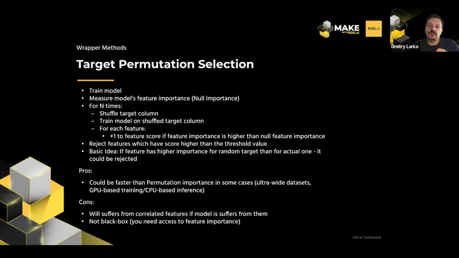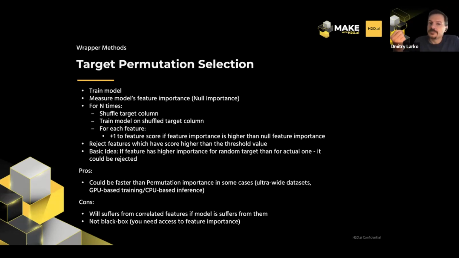especially if you have ultra-wide data sets, with a lot of features to measure, and if you have GPU training versus CPU-based inference. I know it's maybe not very good for the environment, but sometimes it's faster to train on GPU than to measure the inference on CPU. And sometimes it's faster to train the model 100 times in this particular case than to measure the permutation importance for all the features involved.